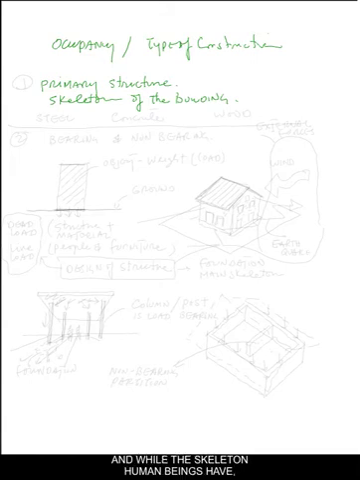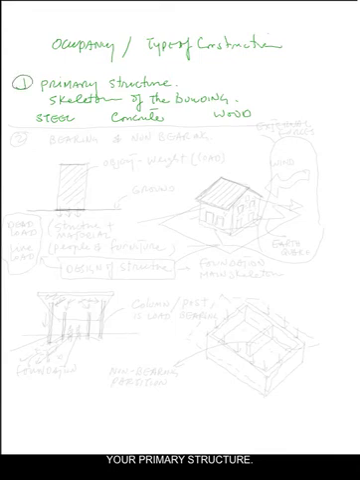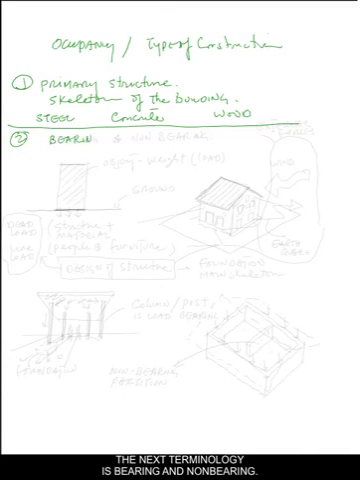And what the skeleton is for human beings, the same skeleton exists for buildings. And that allows it to function, move, be able to resist forces such as earthquake, wind, etc. Now you might have a steel structure, you might have a concrete structure, you might have a wood structure, but that will be considered your primary structure. The next terminology is bearing and non-bearing.